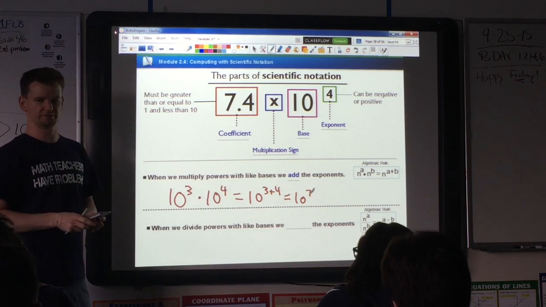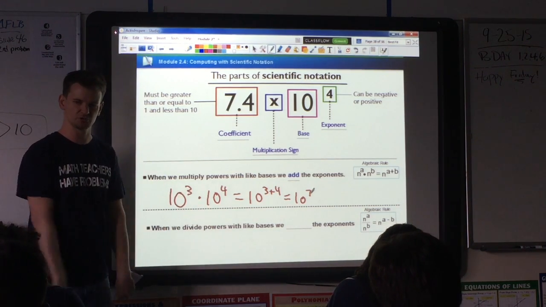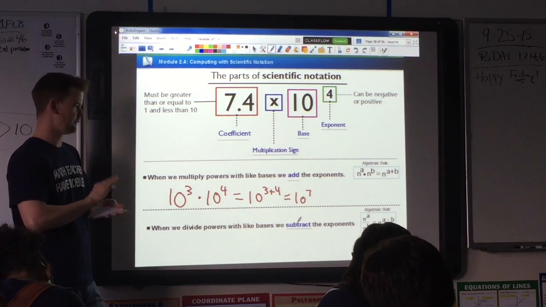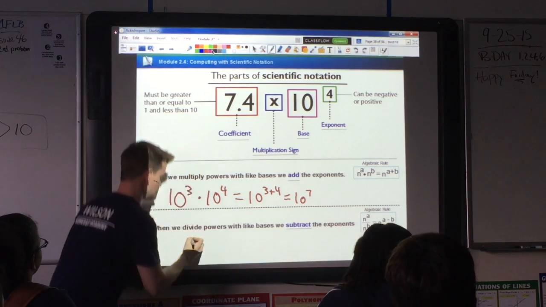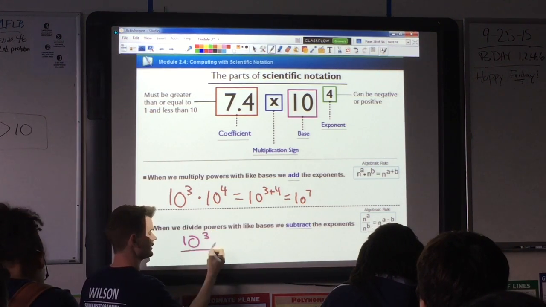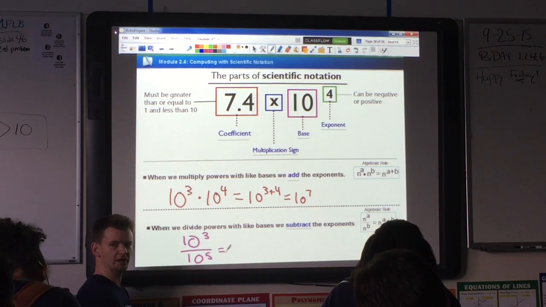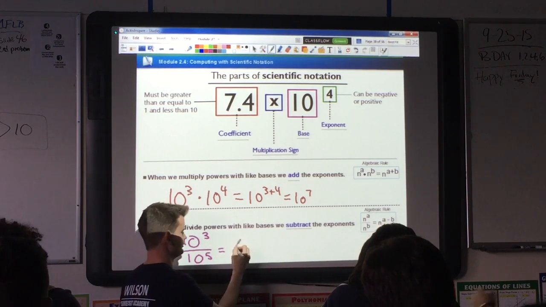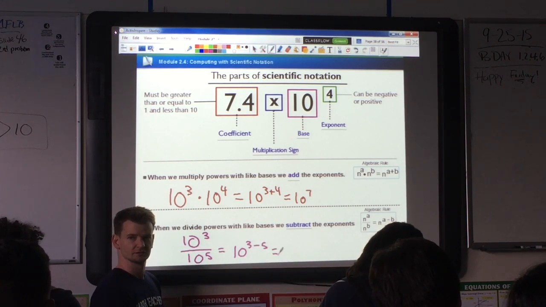And let's look at the next one. When we divide powers with like bases, we subtract the exponents. So if we're dividing like bases with the powers, we subtract the exponents. We have 10 to the third over 10 to the fifth. What am I going to subtract? A 3 and a 5. So we're going to do 10 to the 3 minus 5. What's 3 minus 5?